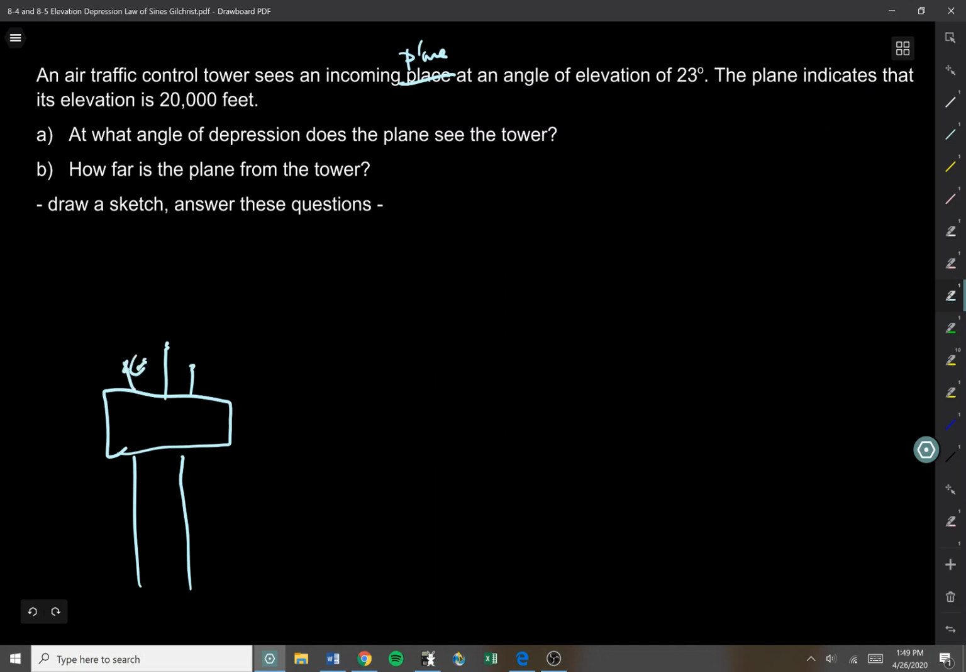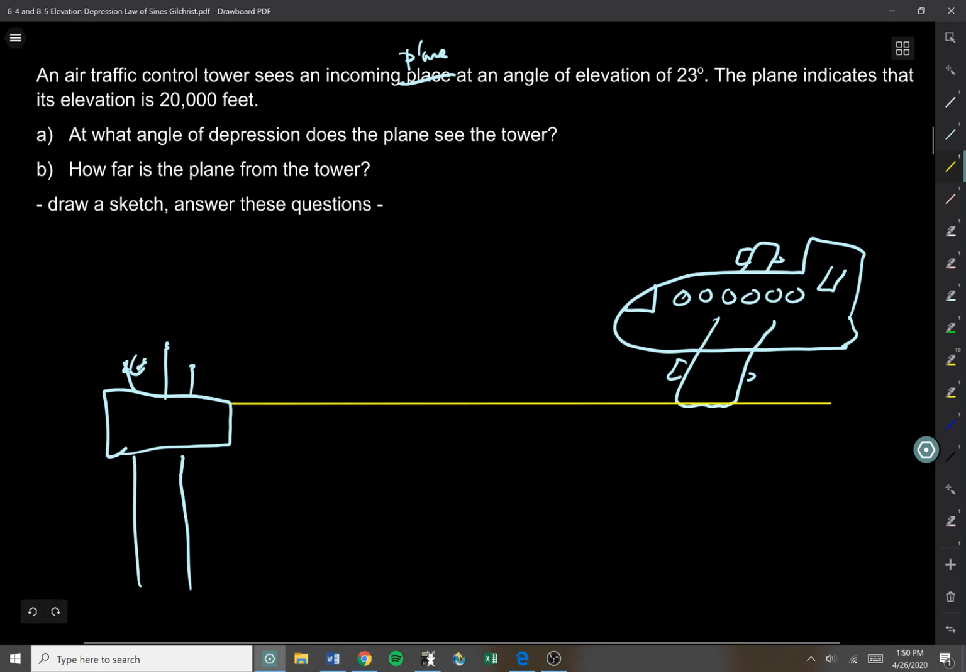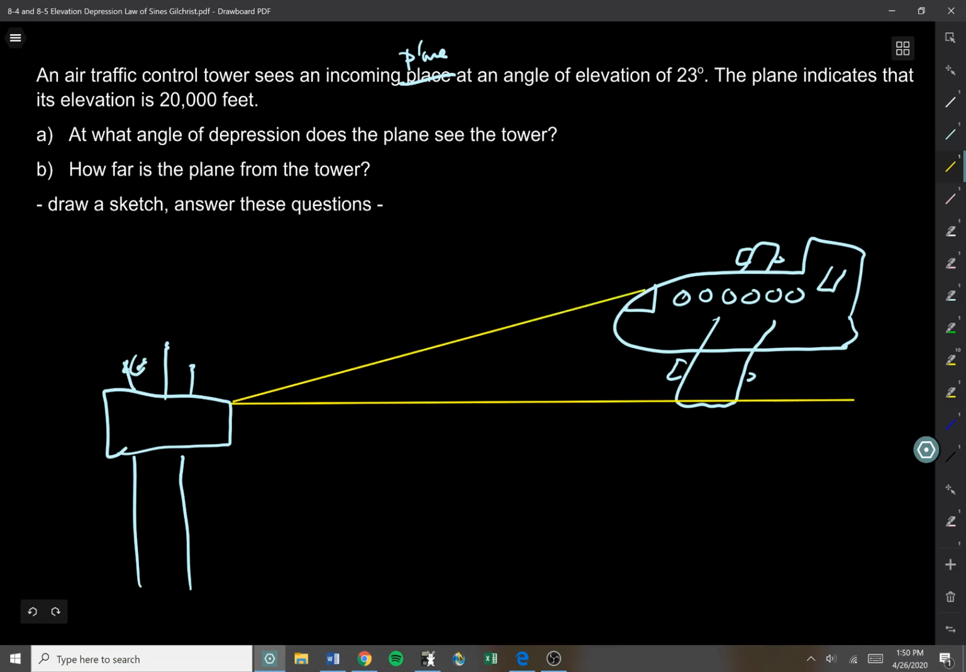There's my tower. I'm really good at drawing planes. Planes are my thing. Where's a big old jet plane? Okay, the angle of elevation is always going to be from horizontal. So start with the horizontal line. From here to here was 23 degrees.